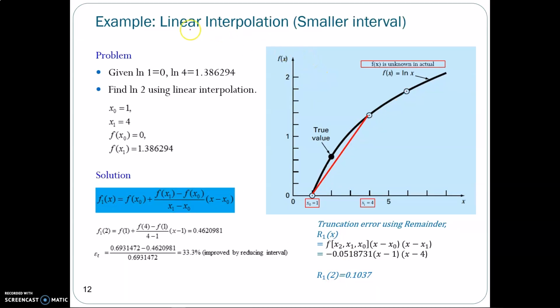In this example, we are using the first order linear interpolation method to solve the problem, but with smaller intervals. Since it is a first order interpolation method, therefore your remainder is R1 as well, which can be given by this formula. Substitute x equal to 2, you obtain the remainder to be this answer. And if you compare to the previous example, this error is smaller. Therefore, by having a smaller interval, we can obtain a better accuracy.